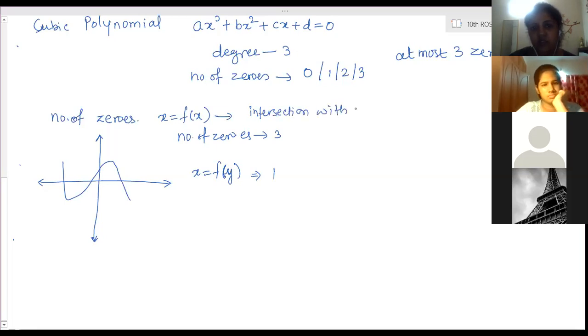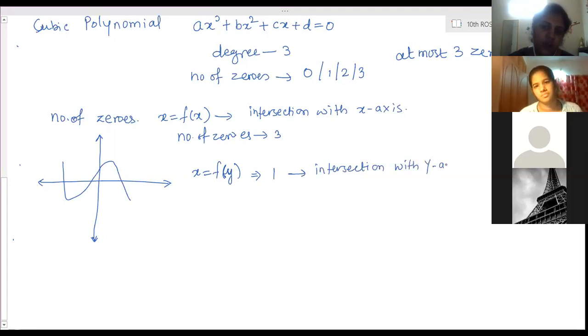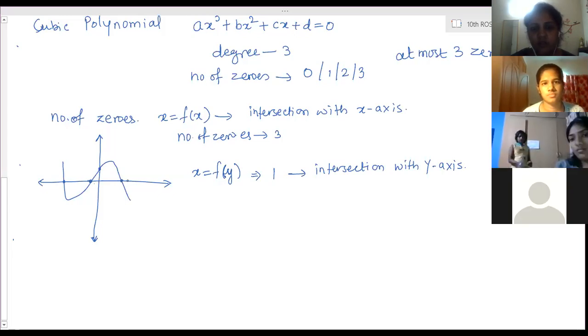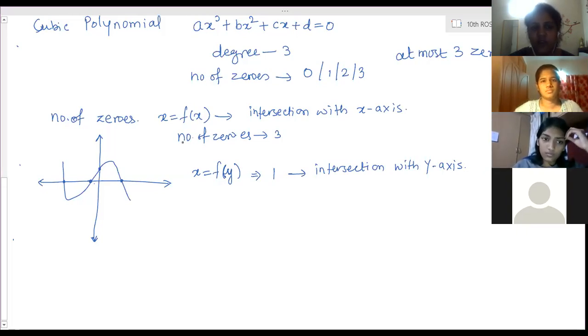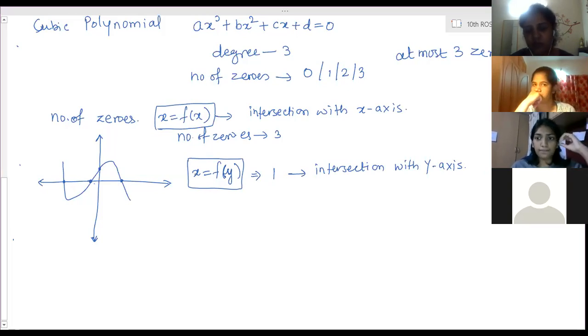Here it is the intersection with the y-axis. So the y-axis will intersect at 1 point, so it has 1 zero. But the x-axis will intersect at 3 points. Tell me what you say. So it has 3 zeros. If it is given, you have to check this part. So function in x or function in y, that matters.